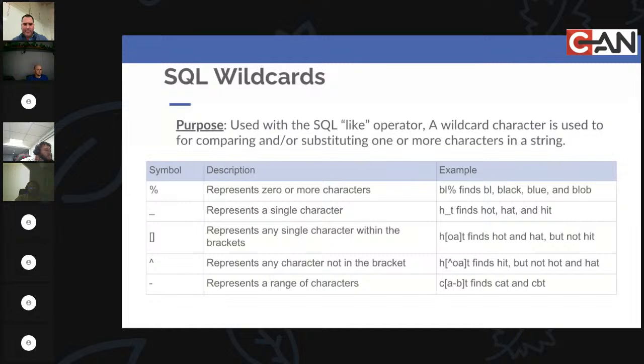If we used multiple characters in brackets, so an O and an A in there, it'll find hot, it'll find hat, but there's no I, so it's not going to find hit. Then characters not in the bracket: you're saying I want H and T, but I don't want anything where there's an O or an A in between. So that one's going to find hit, but it's not going to find hot or hat. And then you've got the dash for a range of characters. So you've got basic C, something in between, and a T. That'll find cat, and that'll find CBT.